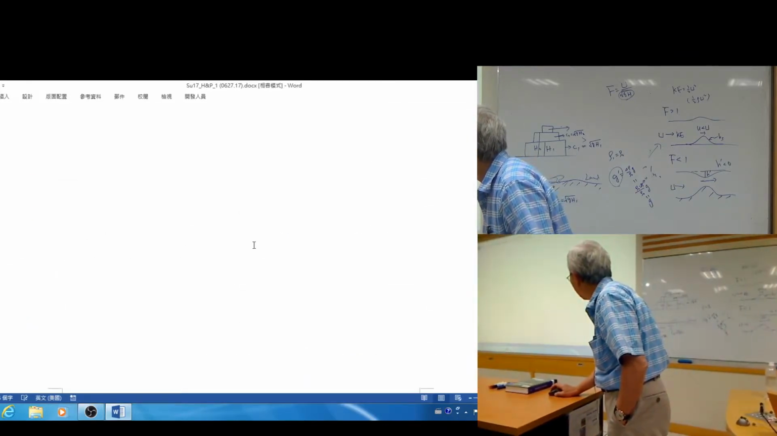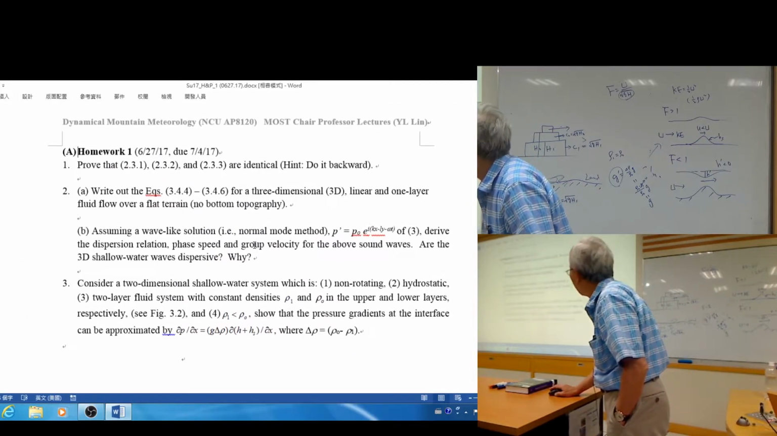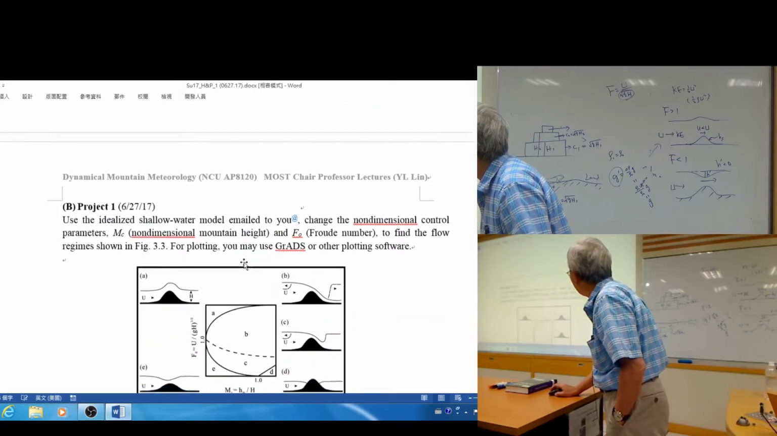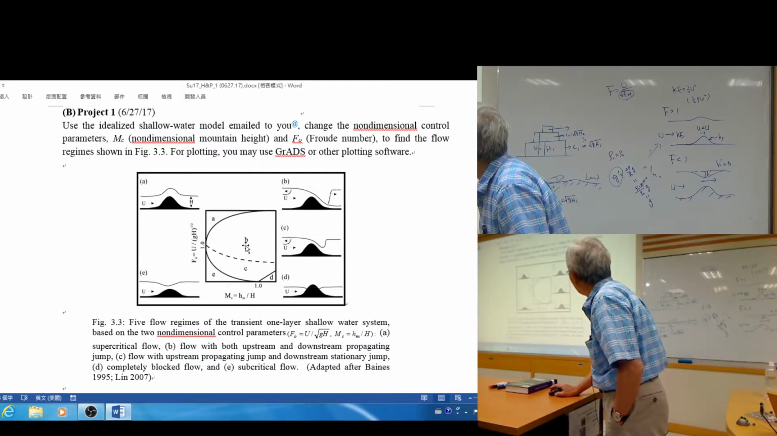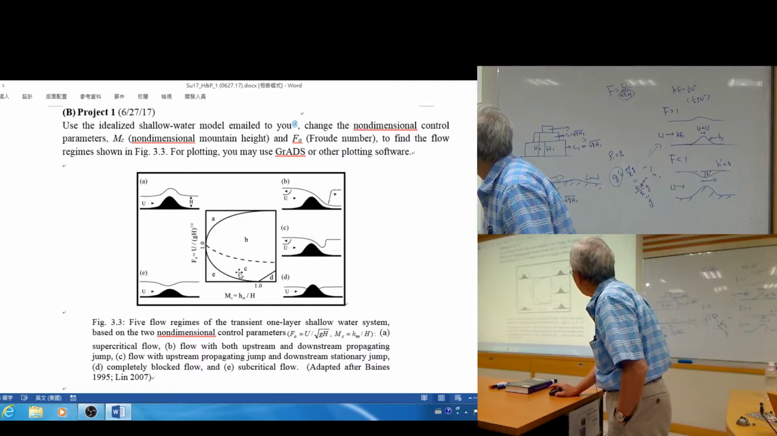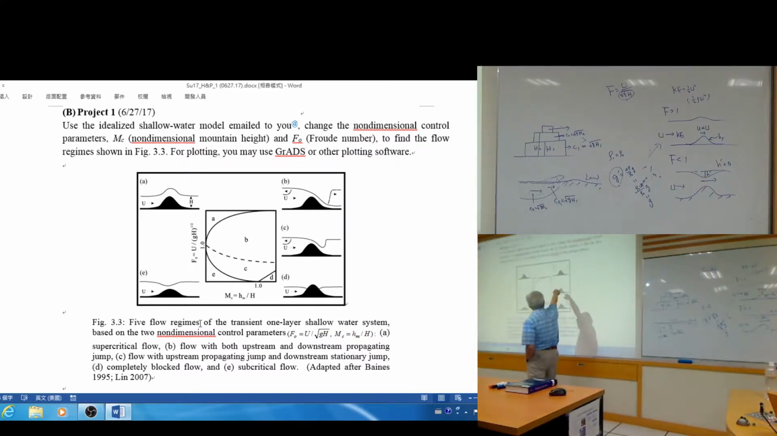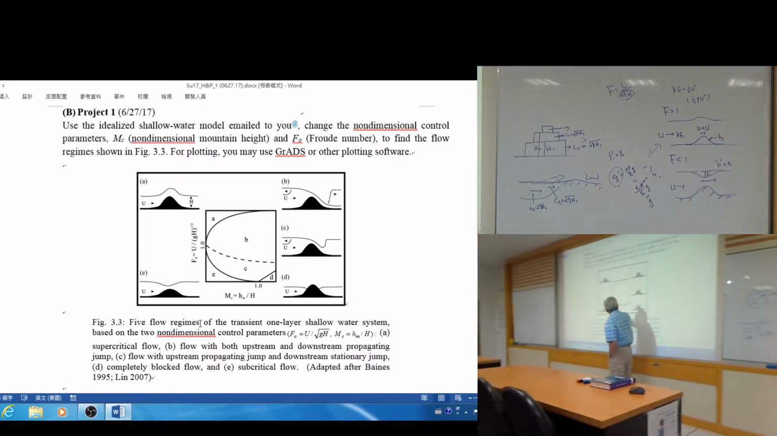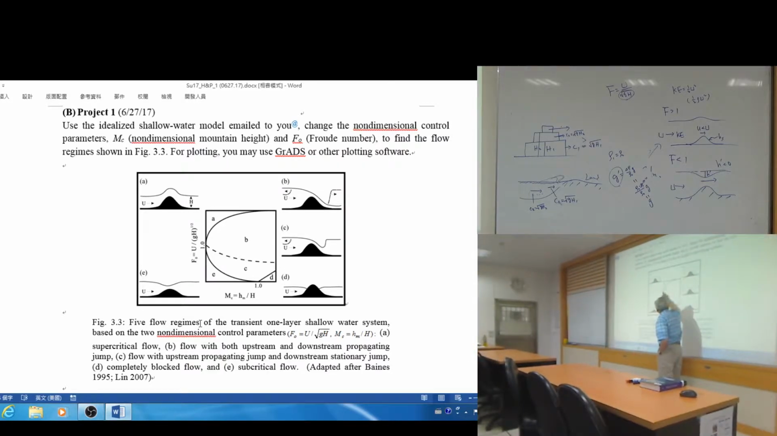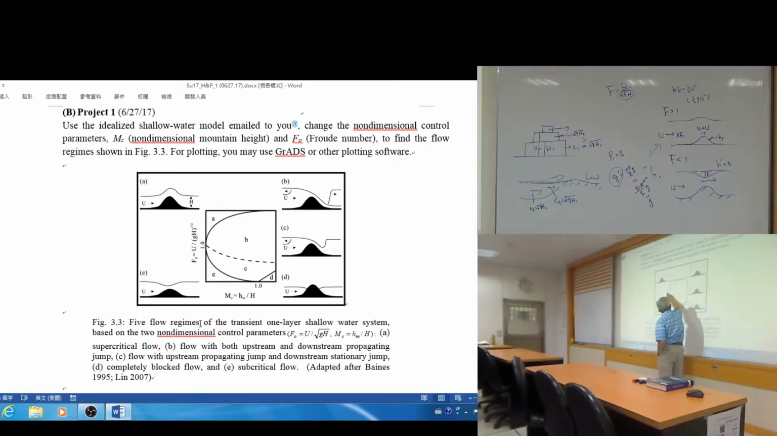Oh, B is this one, and C is this one. And E is this one, and A is this one. So what you can try to do is find those flow regimes. You have parameters, your M and F. If you find M here, and F here, this F, right?